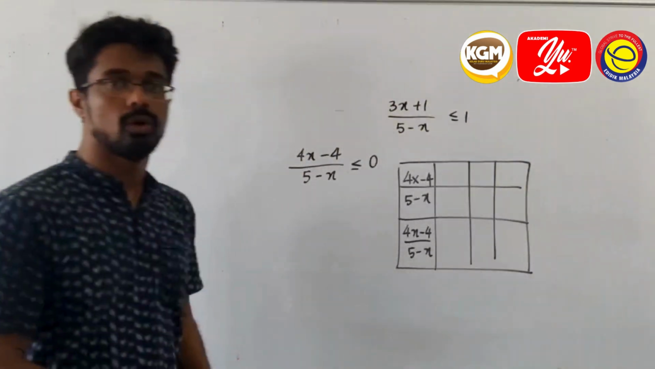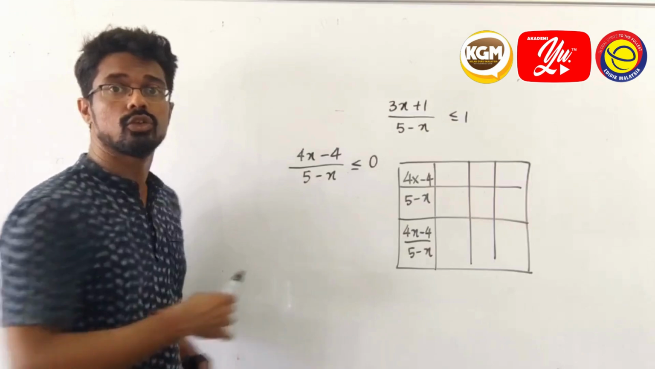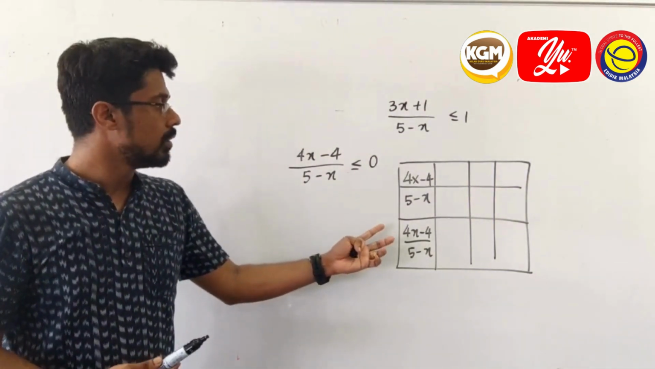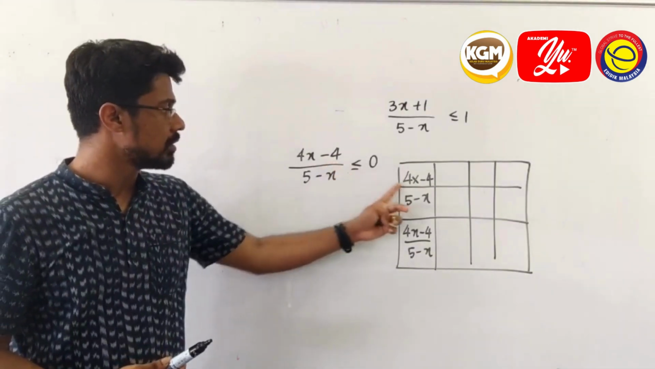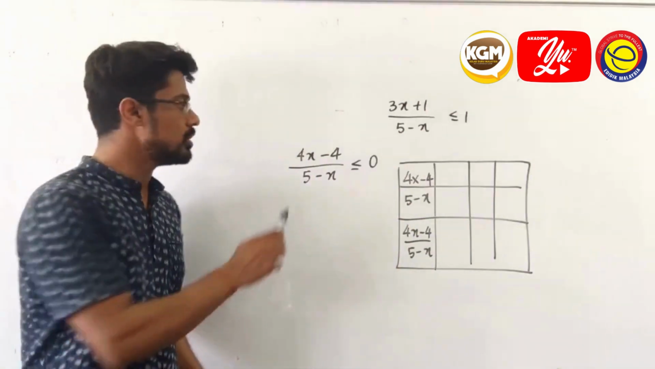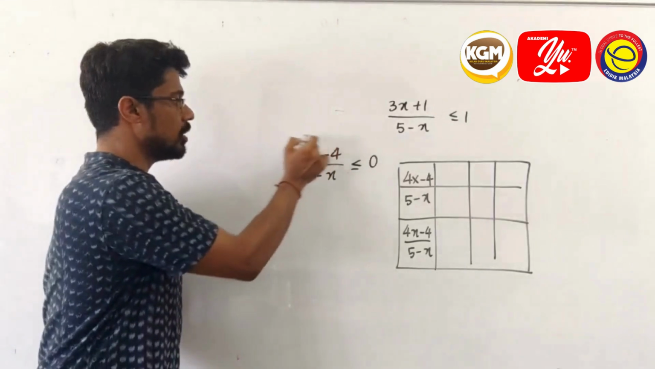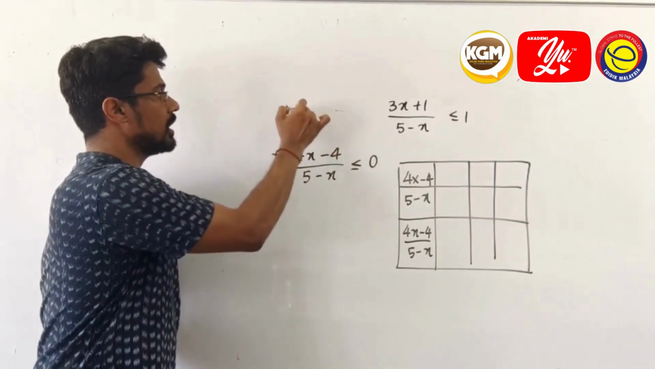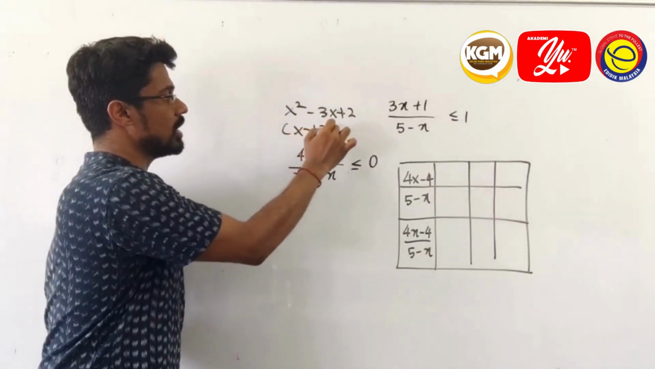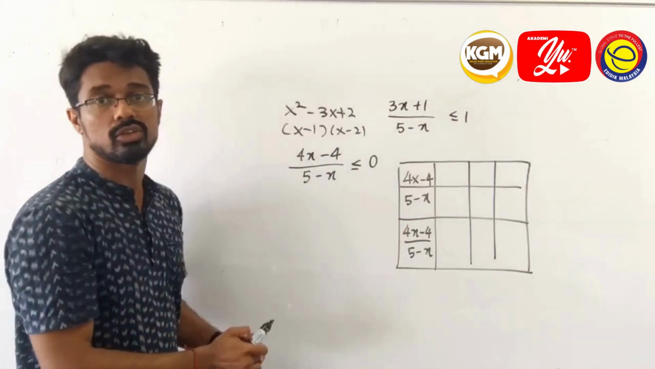So what we have done is make this into this form, and now I want to solve it using the table of sign. This is how my table looks: 4x minus 4, 5 minus x, and then the entire fraction at the bottom. Always make sure you have linear factors. For example, if at the top you get a quadratic like x squared minus 3x plus 2, make sure you factorize it into x minus 1, x minus 2, and only then put those in the table.